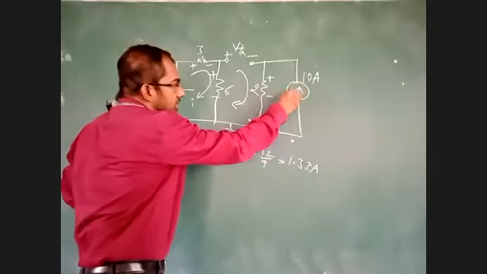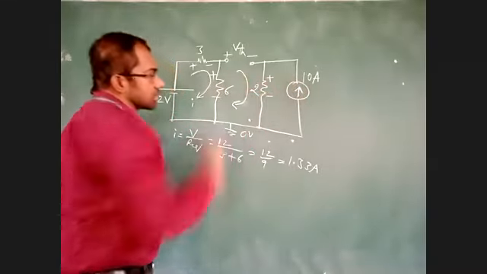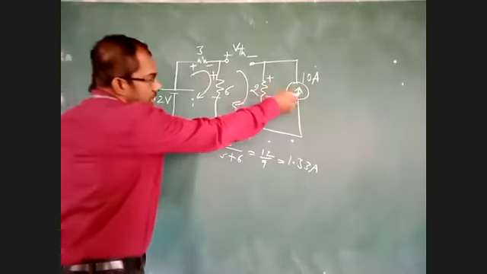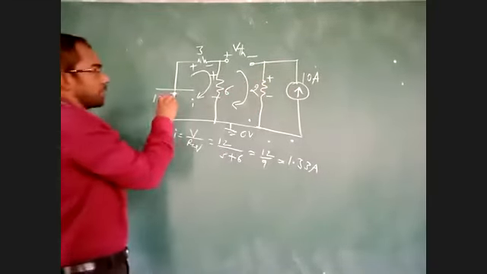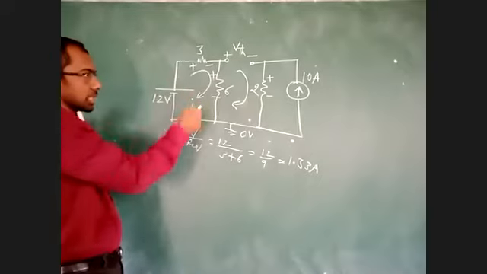See, the current is flowing like this, in the upward direction. In the direction of current, I can take plus and minus. See, the arrow is in the upward direction. See here, from the negative terminal to the positive terminal, current is flowing.